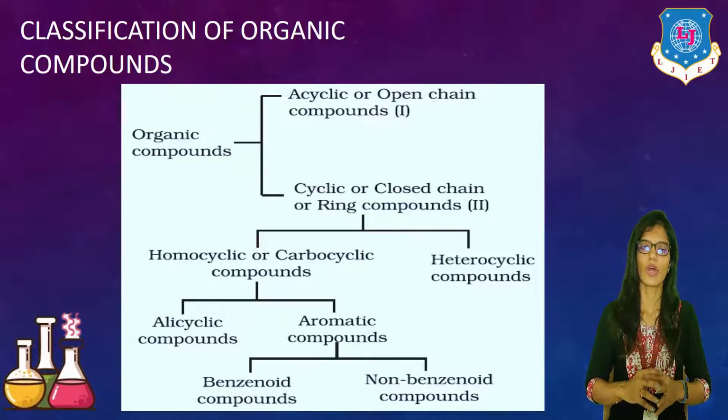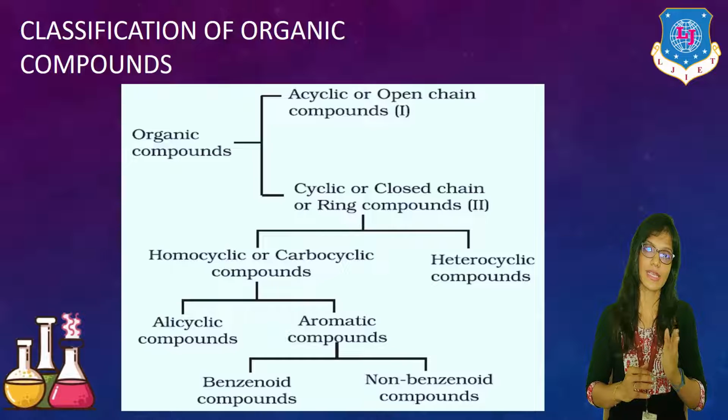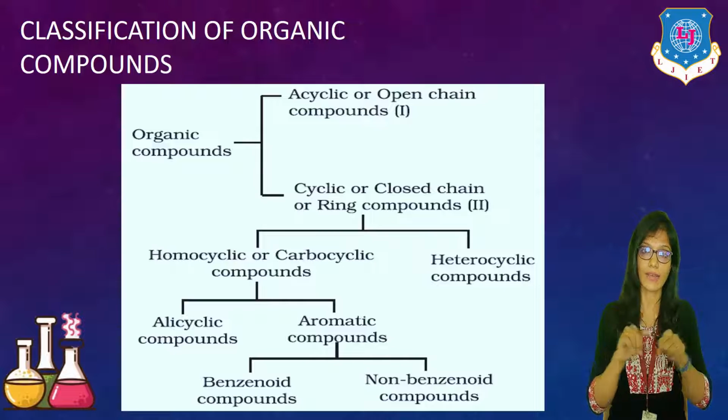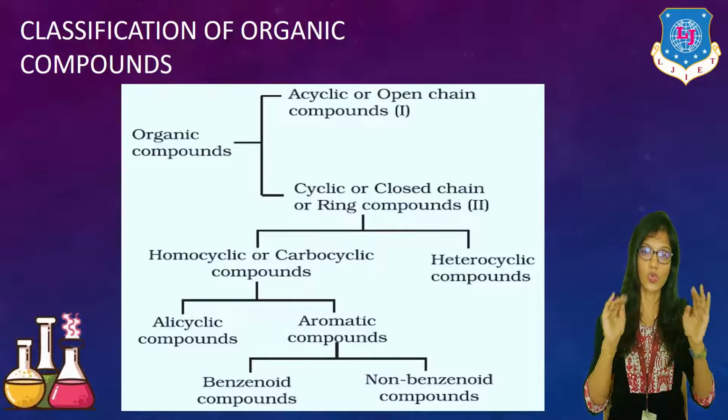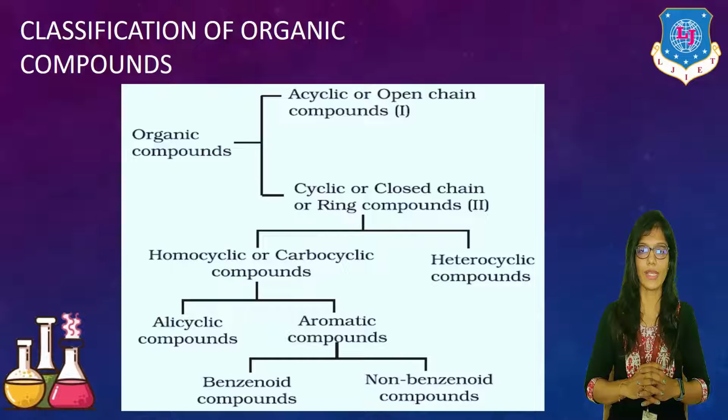So here, organic compounds can be divided into mainly two parts. Number one, acyclic or open chain compounds. Number two, cyclic or closed chain or ring compounds. The first one is acyclic or chain compounds, while the second one is cyclic, either closed chain or ring compounds, which show resonance. Right? So it's aliphatic and aromatic, a particular type of compound.